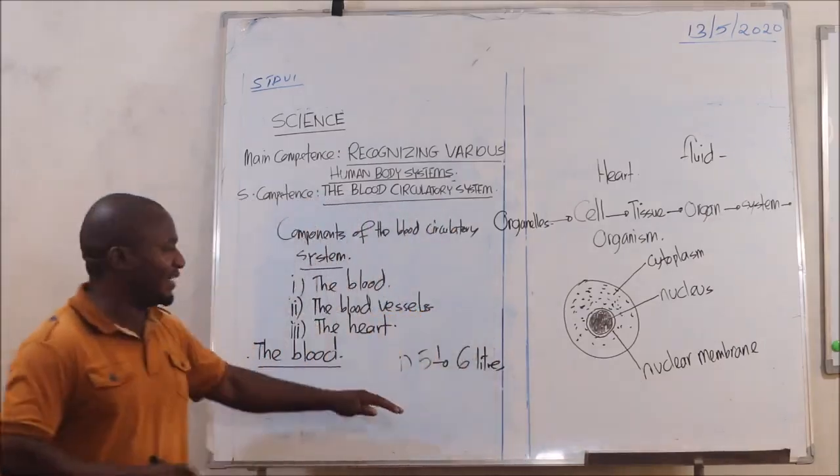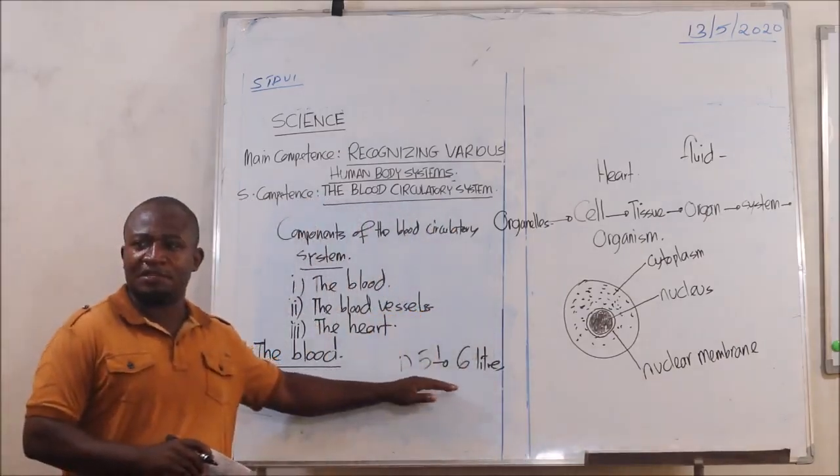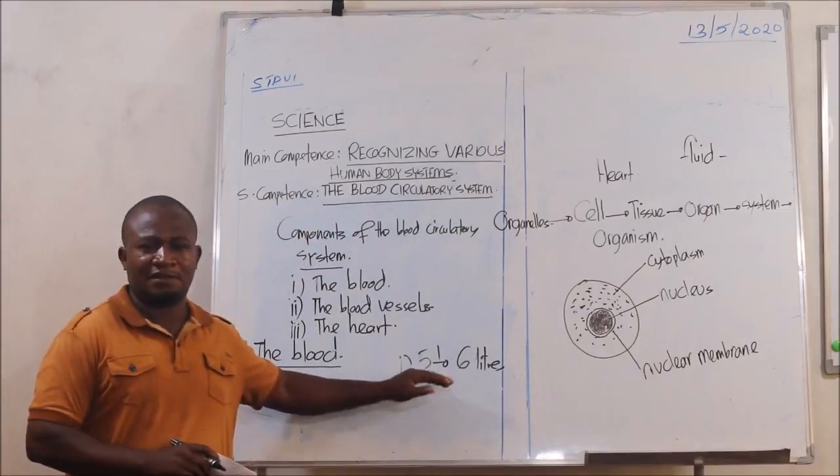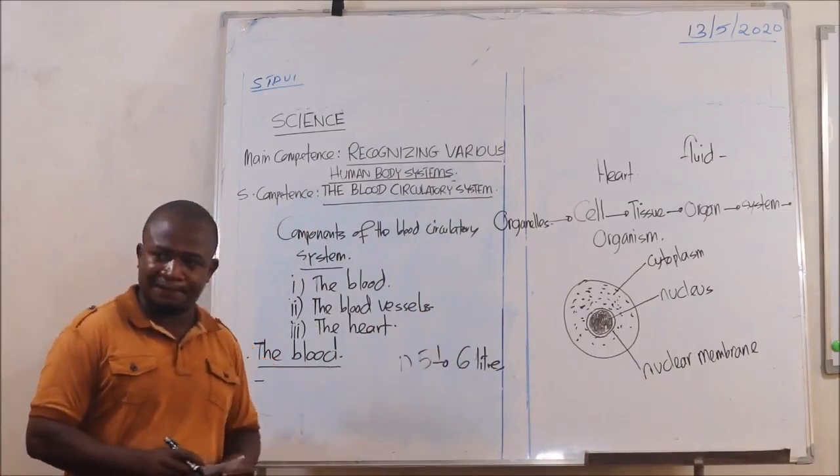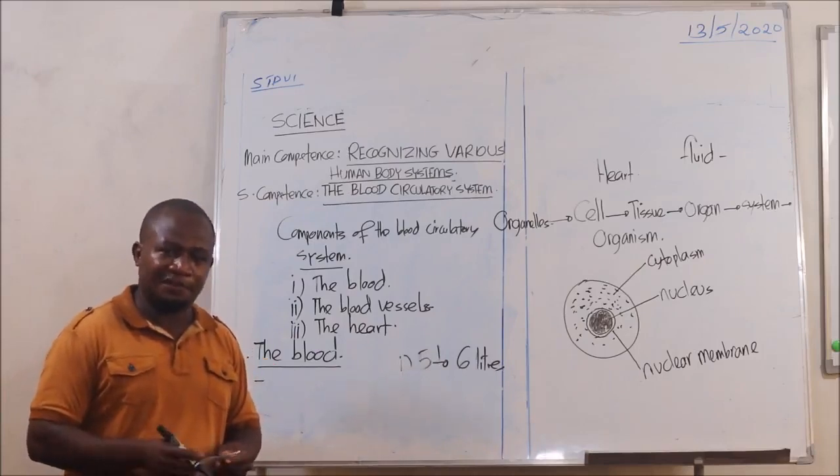So when a person has less than 5 liters, we say this person is anemic. Anemia, which is lack of blood. And so it is a problem, it's a challenge, and it is solved in various ways.